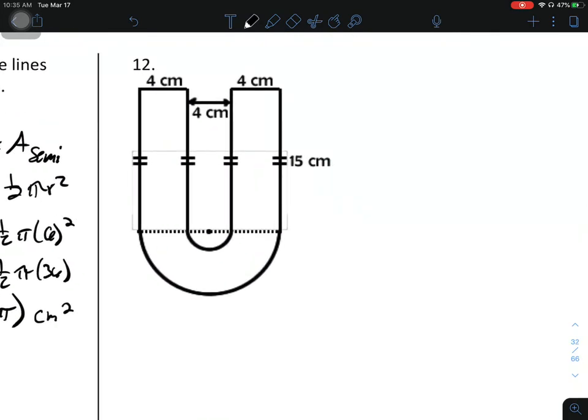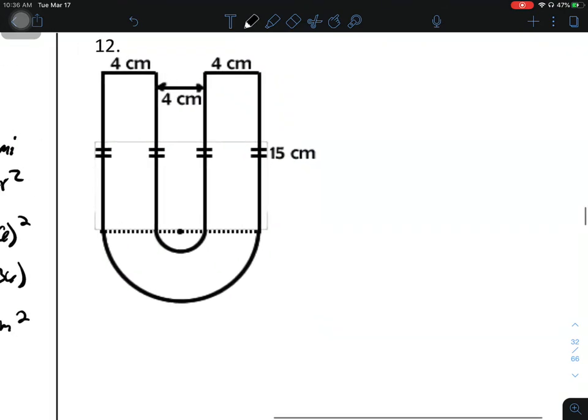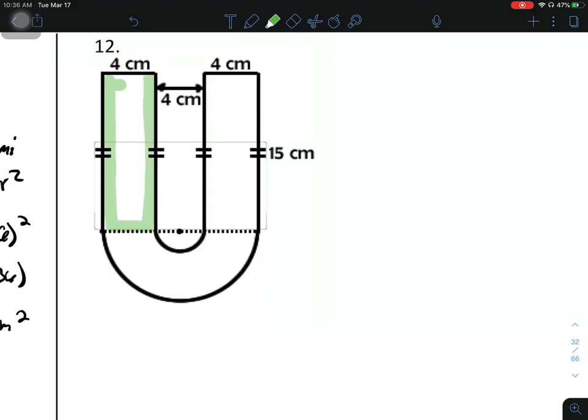Number 12. Let's see. This one's tough. Let's break this into parts and do this a little different than the other ones because this one is pretty rough. So this rectangle, I think that you'll find, is the same dimensions as this rectangle. Rectangle 1, rectangle 2, they got the same dimensions.